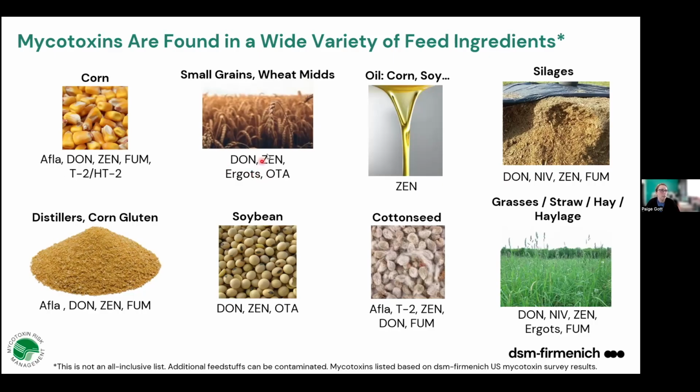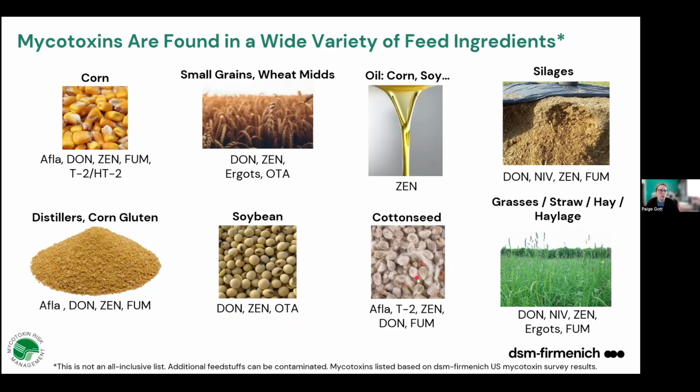But the ergot alkaloids are present in small grains and small grain co-products like wheat midds, as well as our other traditional mycotoxins like DON, zearalenone, and ochratoxin A. In some of our different oils we've tested, we find zearalenone typically. Again, I mentioned silages can be a source of contamination. Again, a range of toxins are found in various types of silages, depending on what that silage is actually made from. Generally in the US, we don't think of soy products as being a huge source of contamination, but it can be present. Whether that's DON, zearalenone, ochratoxin A, we see it especially in soy hulls, for instance.